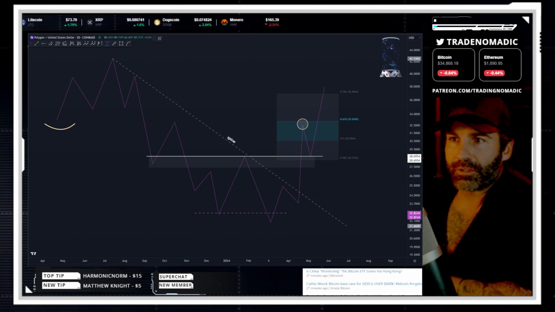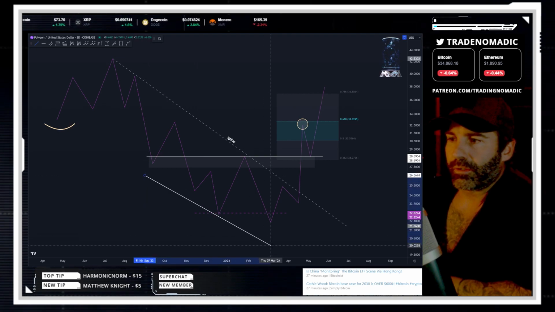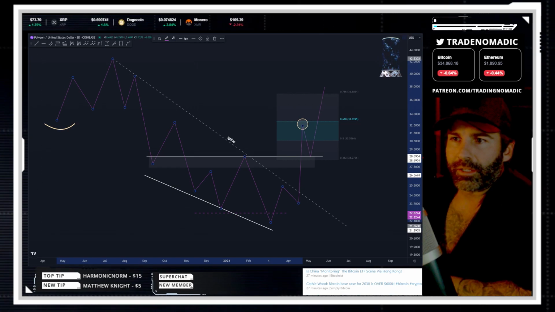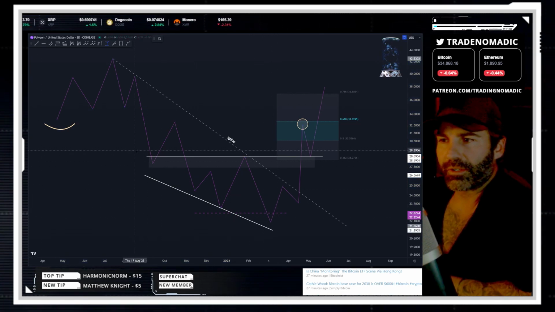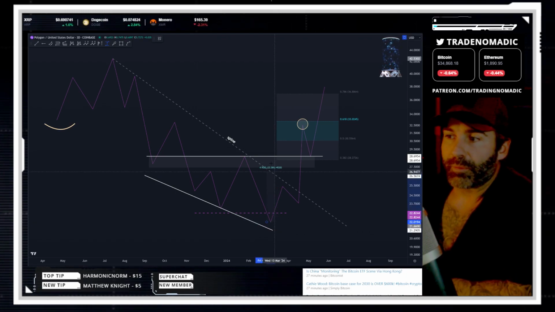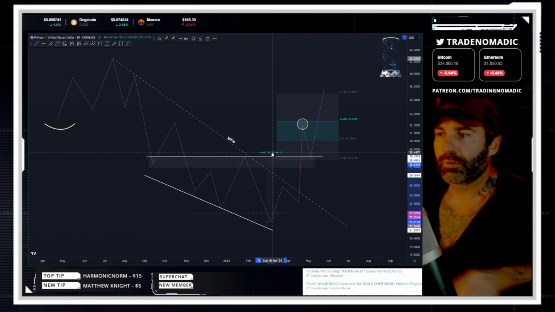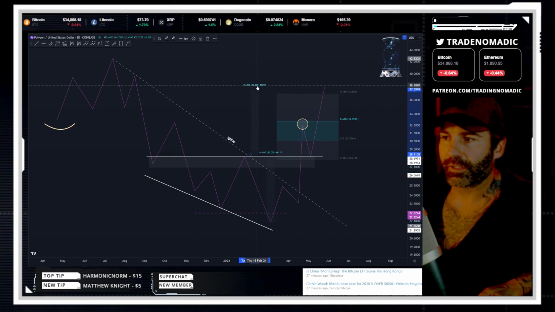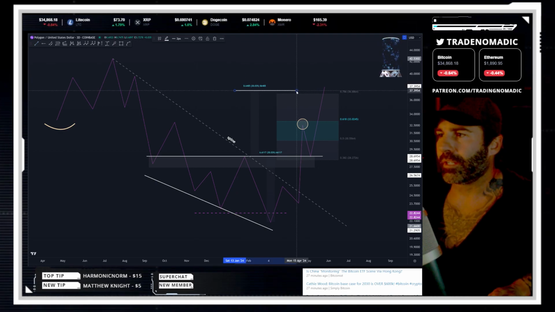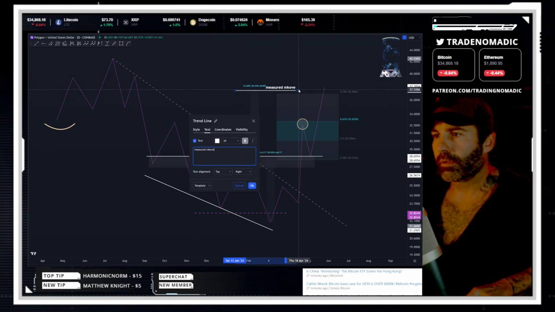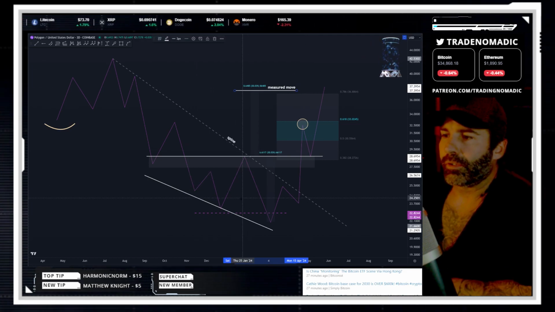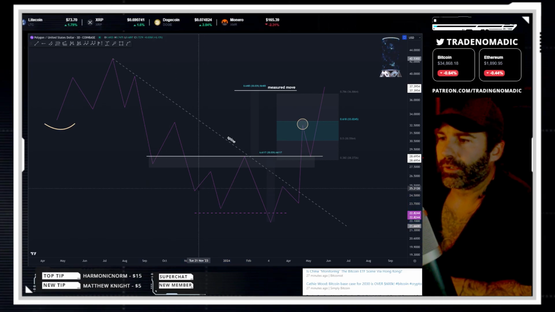Now, say it wasn't a dragon. You want to look at this as a right angled and descending broadening formation. The measured move, you just take that, you put it right on the top, and that's going to be your measured move.